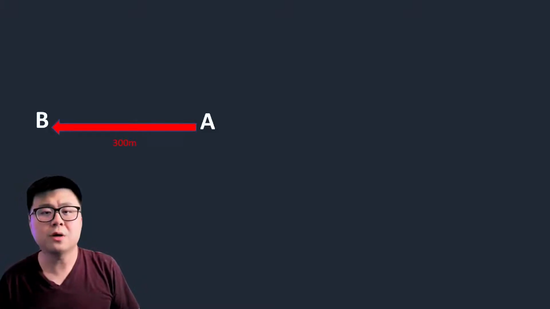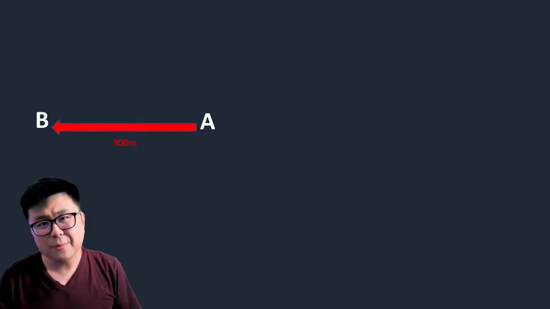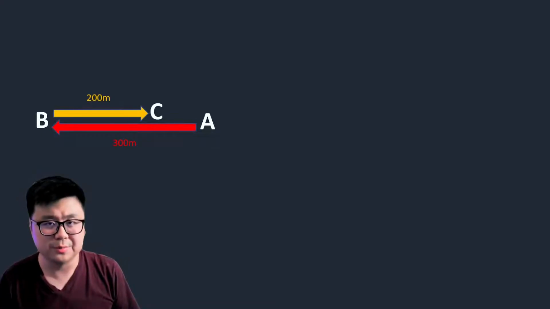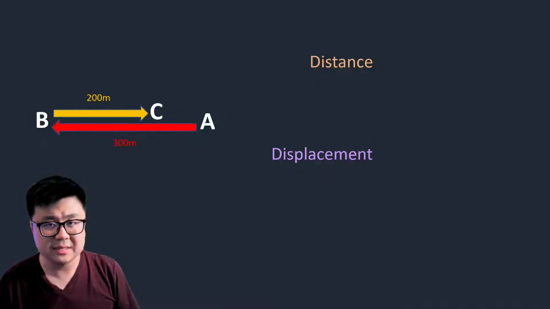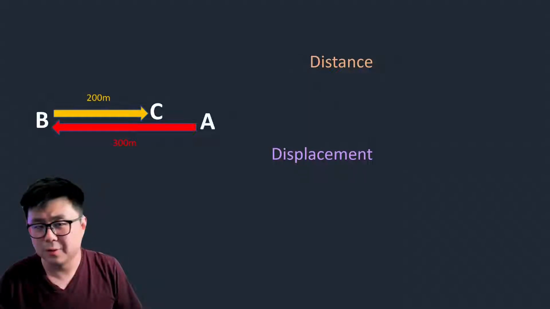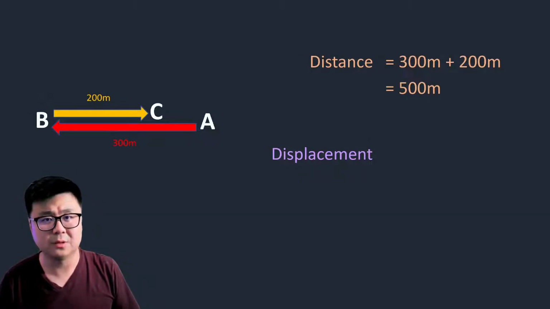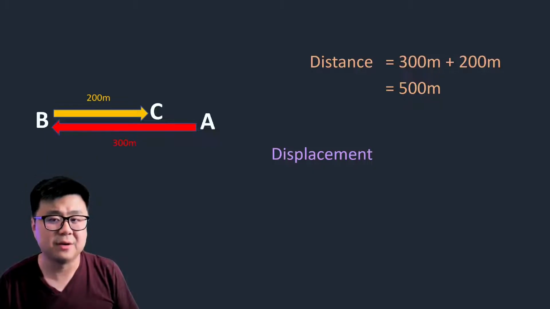Third scenario here, let's say we start at point A. This time we walk to the left 300 meters, and then we come back and walk to the right 200 meters. What will be our distance and displacement? For distance, again, we don't care about the direction at all, so we add up the total distance we covered, which gives us 500 meters.